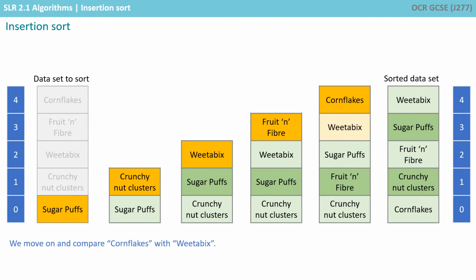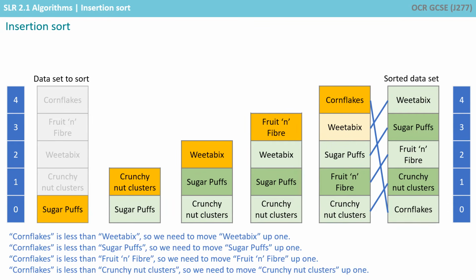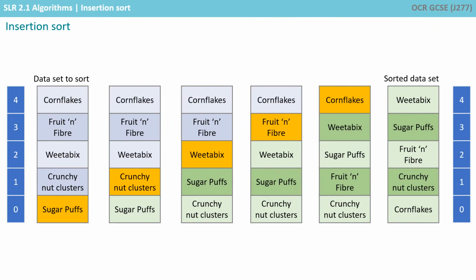We move on and we compare Cornflakes with Weetabix. Cornflakes is less than Weetabix, so we need to move Weetabix up one. Cornflakes is also less than Sugar Puffs, so we need to move Sugar Puffs up one. Cornflakes is less than Fruit and Fibre, so we need to move Fruit and Fibre up one. And Cornflakes is less than Crunchy Nut Clusters, so we need to move Crunchy Nut Clusters up one. We've now found the correct position for Cornflakes, so we insert it. What we've got is our finished and sorted dataset.